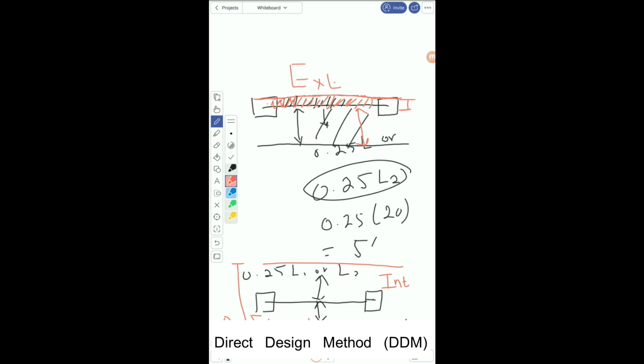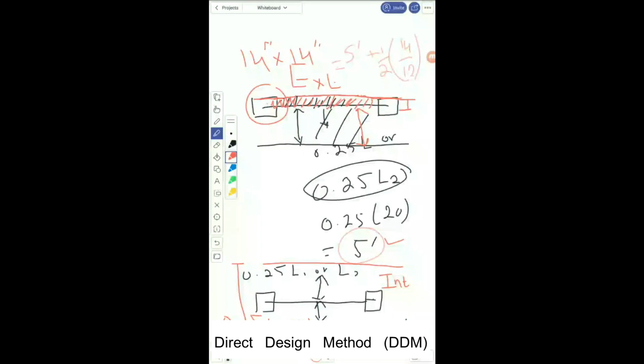For this particular example, the one I'm showing you right now, the column dimensions are 14 cross 14. So your column strip width will be this 5 feet plus half the dimension of the column. Because the column dimension is 14 inches, first you have to convert into feet, so 14 divided by 12, and you have to consider the half dimension of this one, so divided by 2. So this will be the overall dimension of the column strip.